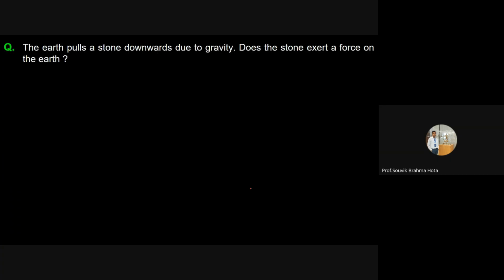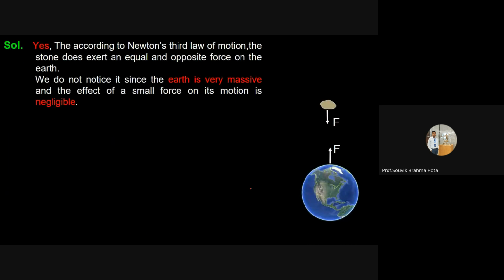The earth pulls a stone downward due to gravity. Does the stone exert a force on the earth? Yes, according to Newton's third law of motion, the stone does exert an equal and opposite force on the earth. We do not notice it since the earth is very massive, and the small force has a negligible effect on its motion. Okay.